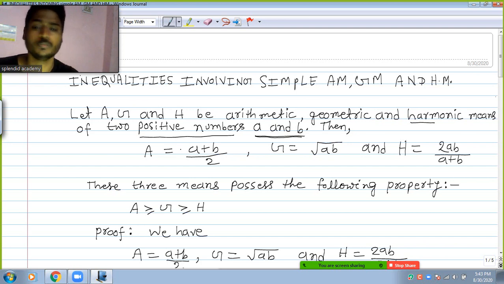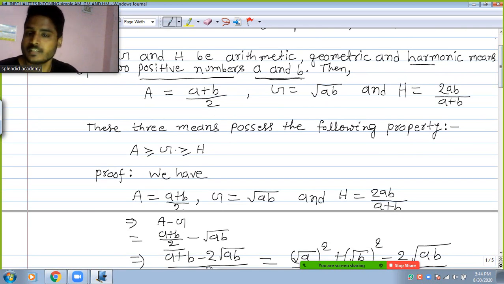What will be the arithmetic mean? If we have two numbers, A equals (a plus b) upon 2, the geometric mean G equals the square root of ab, and H equals 2ab upon (a plus b). So what is the point here? These three means possess the following property: A is greater than or equal to G, and G is greater than or equal to H. Means the arithmetic mean is greater than or equal to the geometric mean, and the geometric mean is greater than or equal to the harmonic mean. This is the property that these three means will follow.